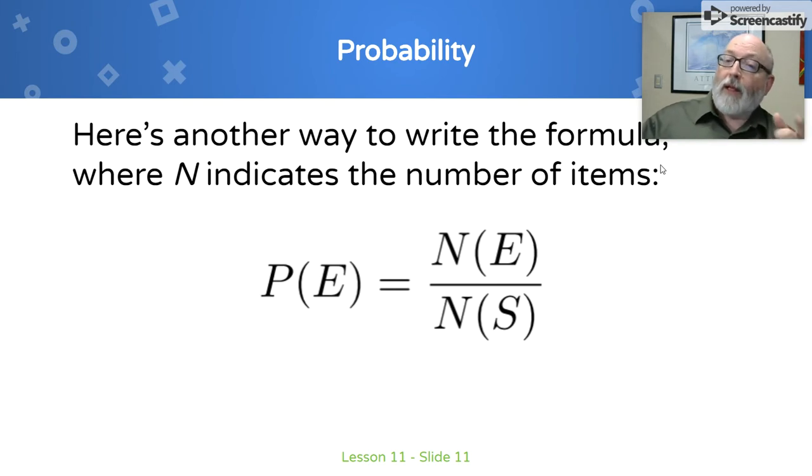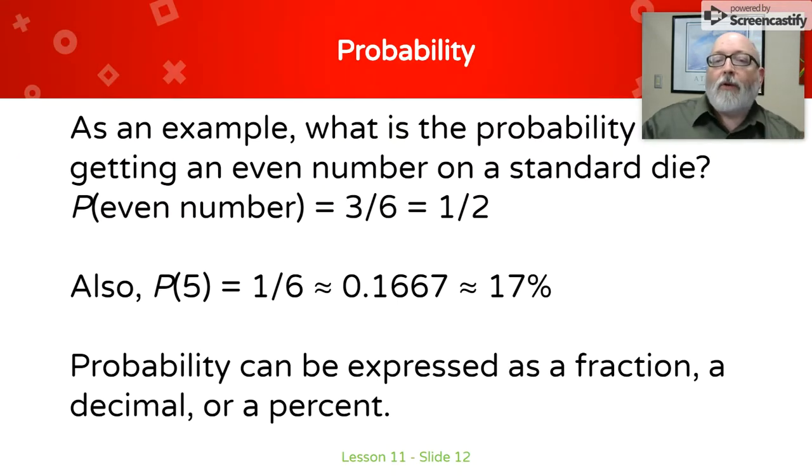Here's another way to write the formula where N indicates the number of items. P(E) equals N(E) divided by N(S). As an example, what's the probability of getting an even number on a standard die? Probability of an even number equals 3 out of 6, which equals 1/2. Also, the probability of getting a 5 is 1 out of 6, approximately 0.1667, approximately 17%. Probability can be expressed as a fraction, a decimal, or a percent.